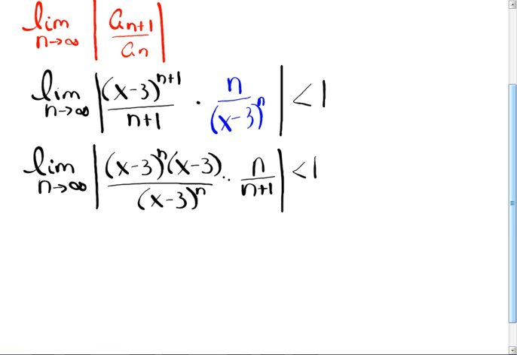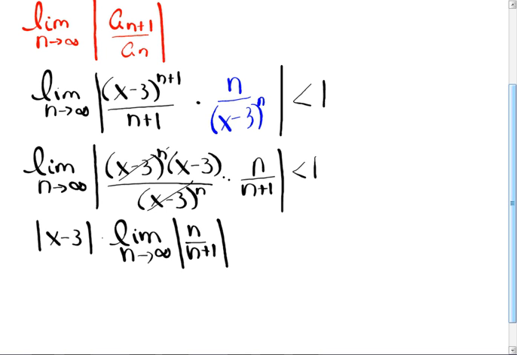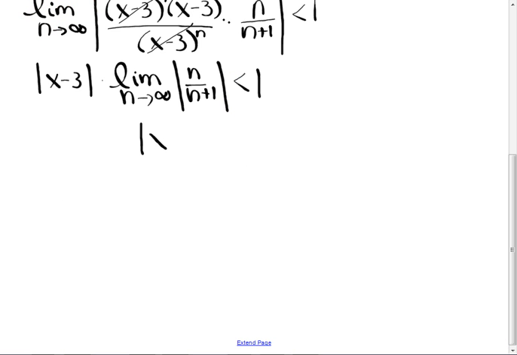Now, when you do the limit of a product, you can take the product of the limits. Actually, you can pull this absolute value of x minus 3 out. What's going to cancel? Yep, that's going to go. So I'm going to be left with the absolute value of x minus 3 times the limit. Do I need the absolute value on this one? Let me just put it there to be safe. I'm going to get an inequality. What is that limit? Yeah, it's 1. So I get this inequality: the absolute value of x minus 3 has to be less than 1.